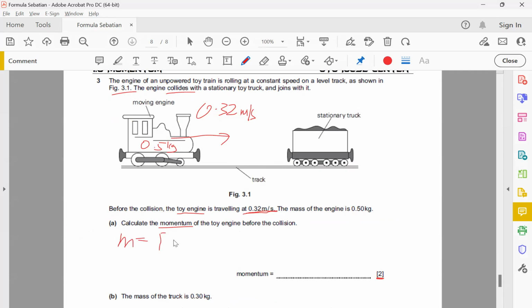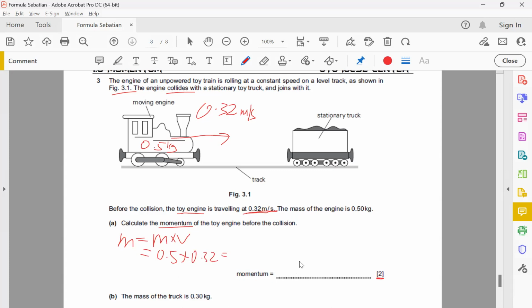Sorry, bro. Literally just say this. What's the momentum formula? What is it dependent on? So what times what right now? Yeah, it'll be 0.5 multiplied by 0.32, right? Literally, then bam, you get your marks already.